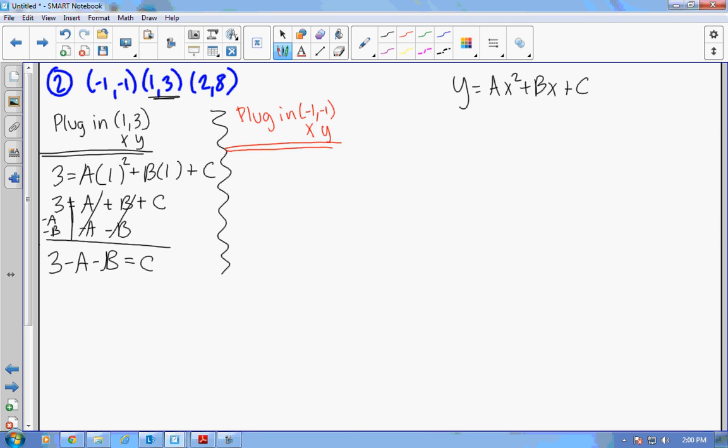Check your work, please. We should have -1 equals a times -1 squared, parentheses are important, plus b times -1 plus c. Any questions on that first line? Okay, what is -1 squared? Positive 1, a. What is b times -1? Negative b, and c is actually right here. c is 3 minus a minus b. So positive 3 minus a minus b. Any questions?